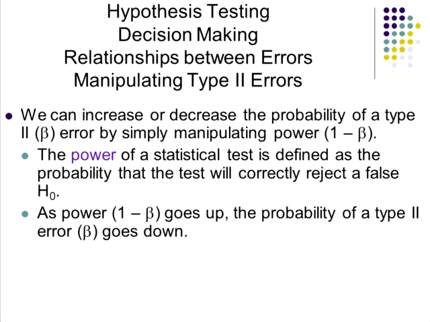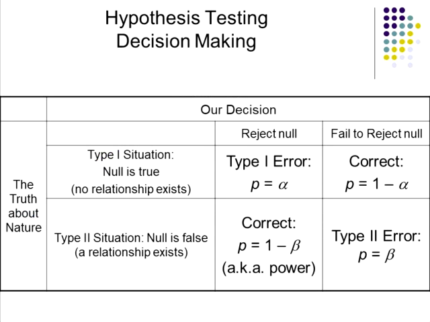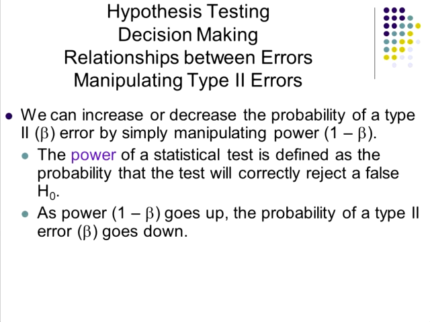This is a very big word, okay? Just like that word significant before, the word power is a word that has a very, very specific meaning and should only be used in the proper context, okay? The power of a statistical test is defined as the probability that it will correctly reject a false null. Take a look at where power is. You see the corner? It's at the intersection of the null is false, the null is supposed to be rejected, and we in fact reject the null. Okay? Again, the words are the probability that the test will correctly reject a false null.